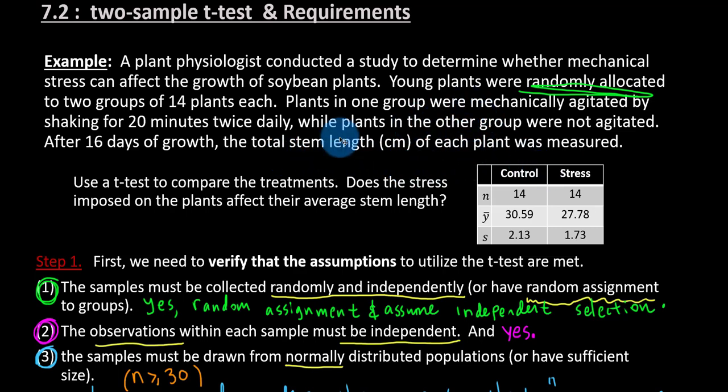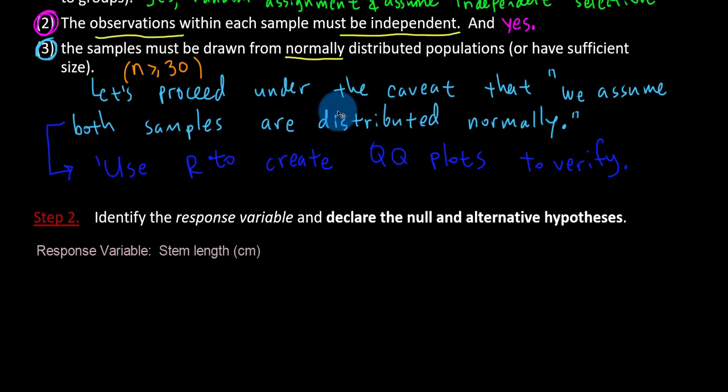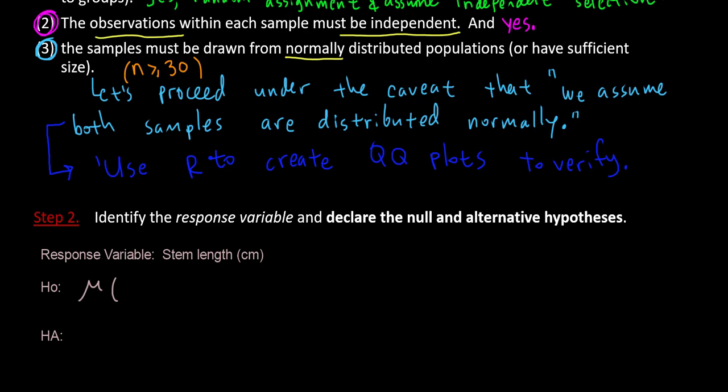So that is the response variable. Let's establish the null and alternative hypothesis. Recall that the null hypothesis is always a statement of equality. And here, what we're saying is equal, or not different, is the mean stem length of these soybean plants, regardless of what group they are in, if they were in the control group or stress group.